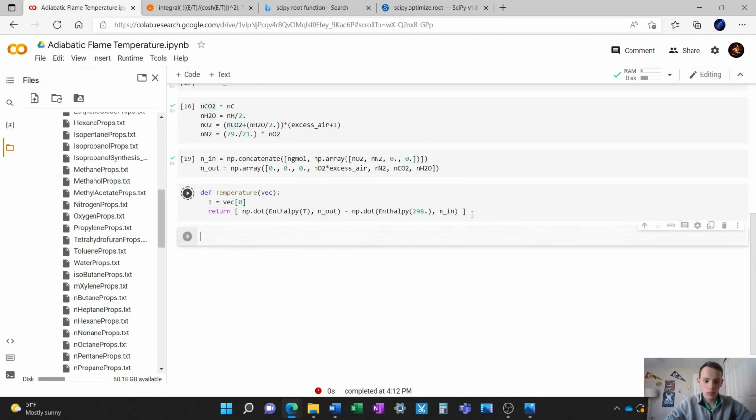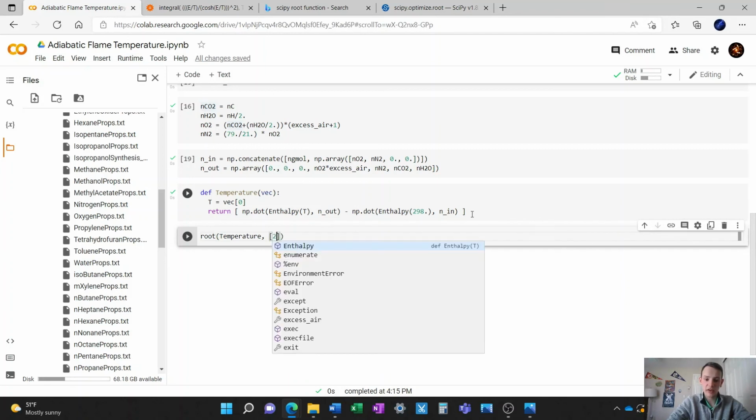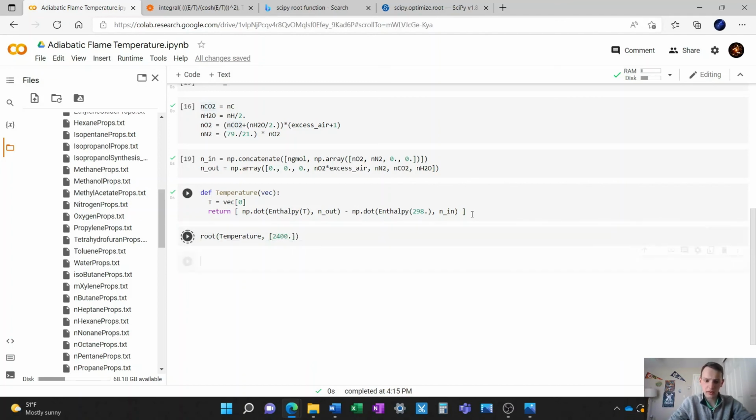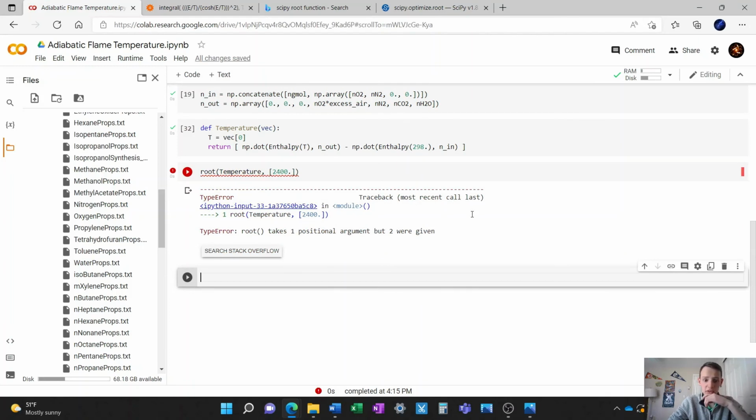Now, what we need next is our root function. We put in our temperature, so we put in the function. And then what we need here is a guess. And we'll put that in as a vector. Let's guess 2400 Kelvin for the temperature and just see what that gives us. And we do have an error. And let's see if we can maybe figure this out.